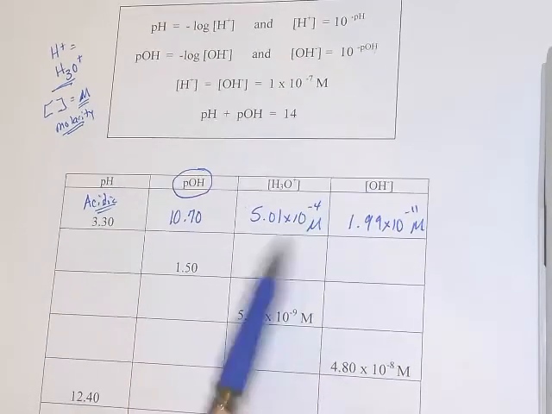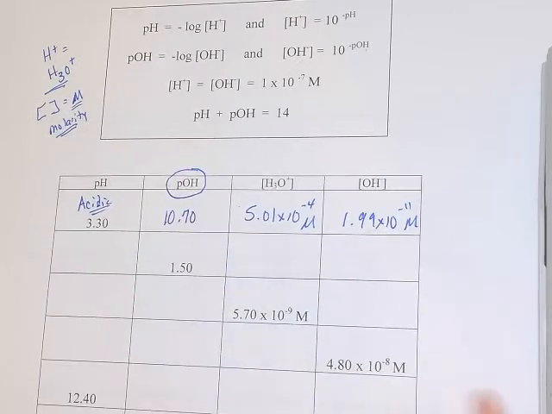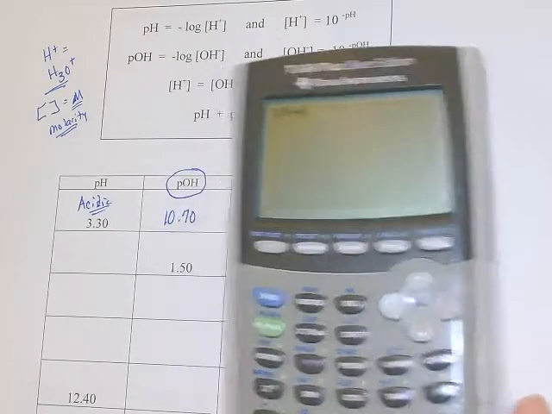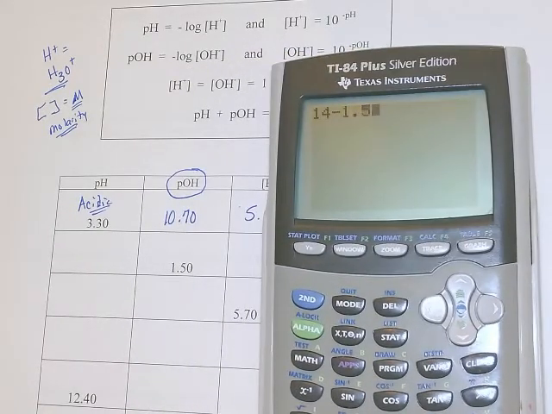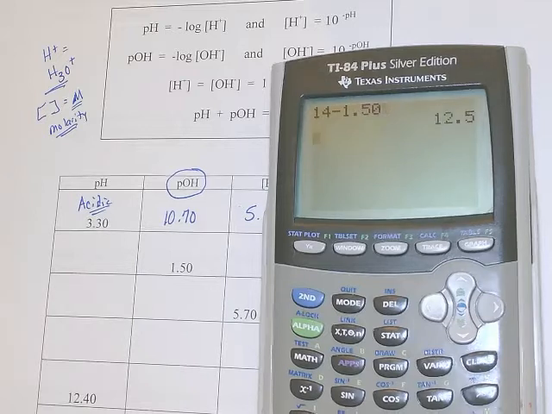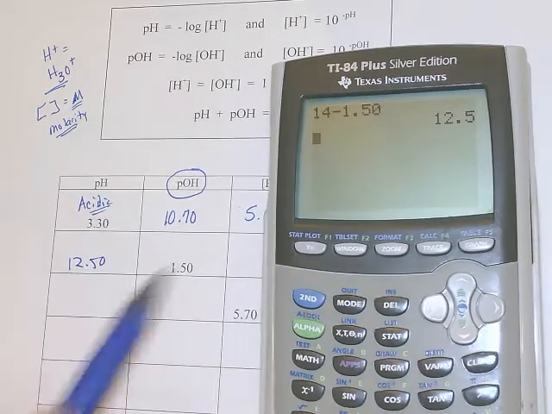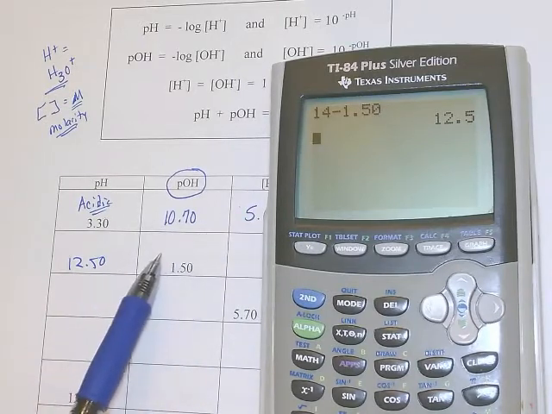So let's look at the second problem. They've given you the pOH. So the easiest thing to do is to subtract the pOH from 14, 1.50. You can tell this is going to be a basic solution at 12.50 because your pOH value was so small. Okay?